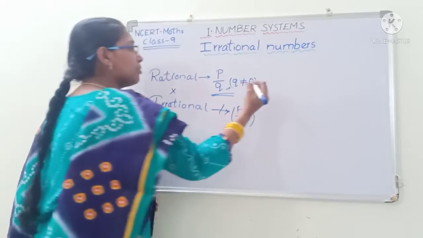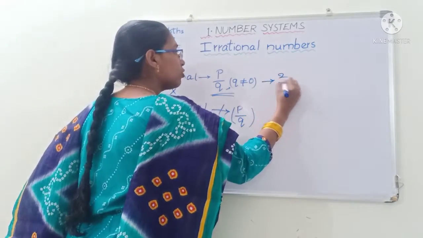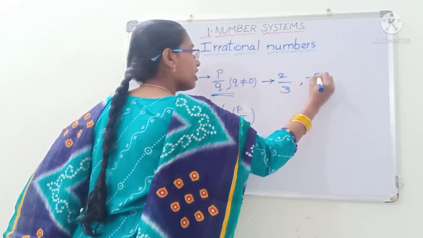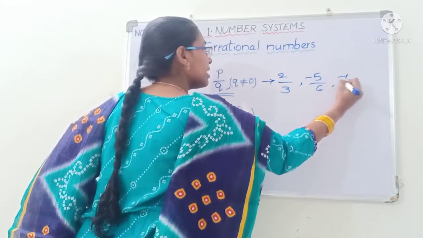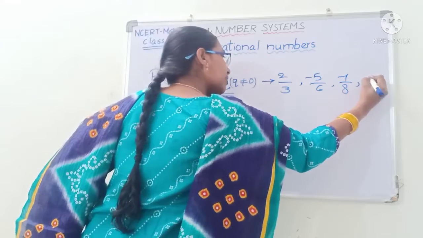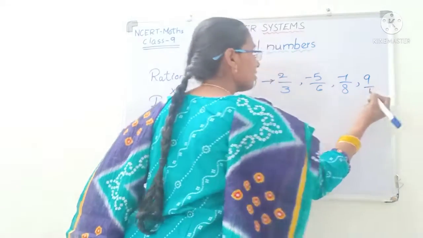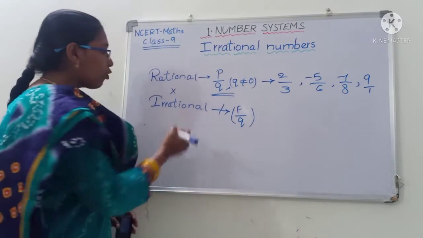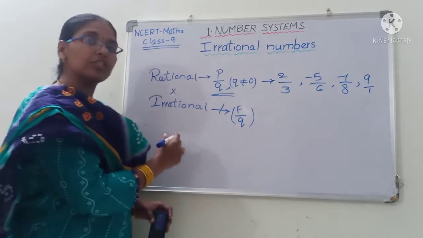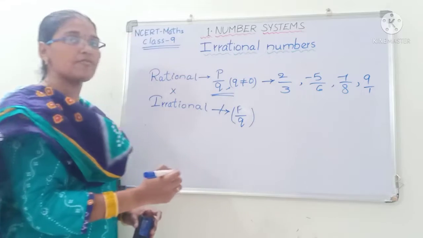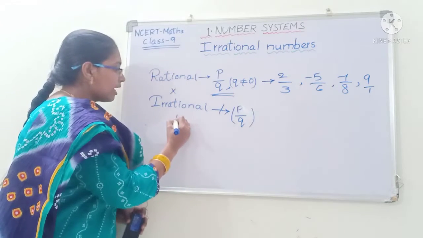Do you know examples of rational numbers? Can you tell me? 2 by 3, minus 5 by 6, 7 by 8, even the number 9 is also a rational number. It can be expressed as 9 by 1, so it is also a rational number. But what are irrational numbers? These irrational numbers cannot be expressed in the form of p by q.